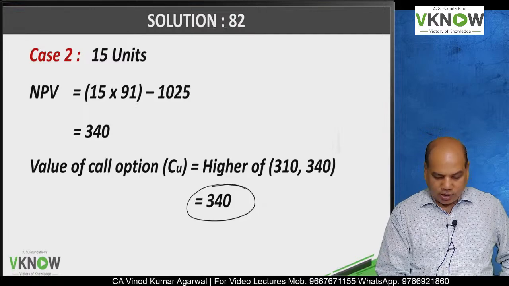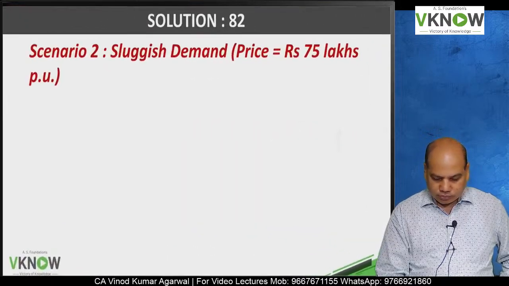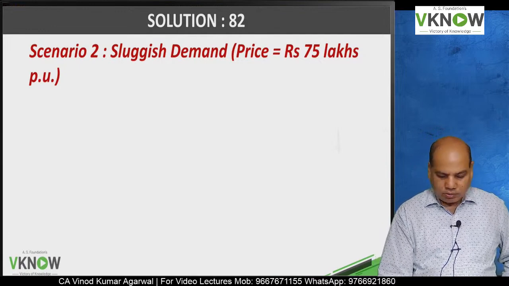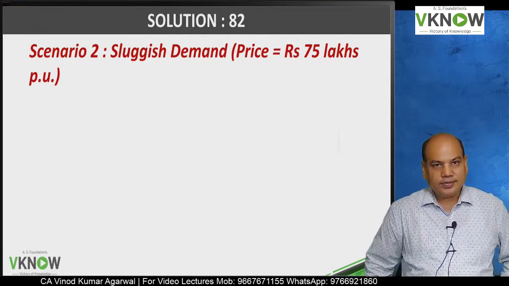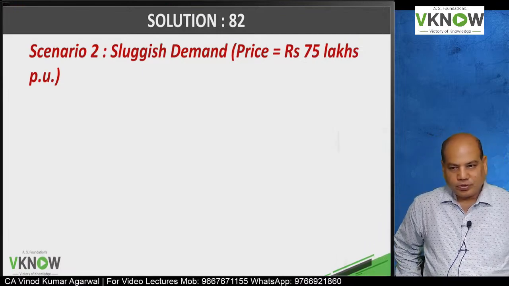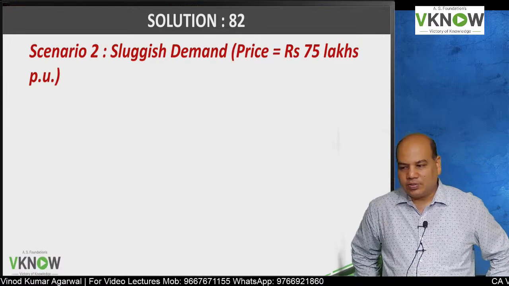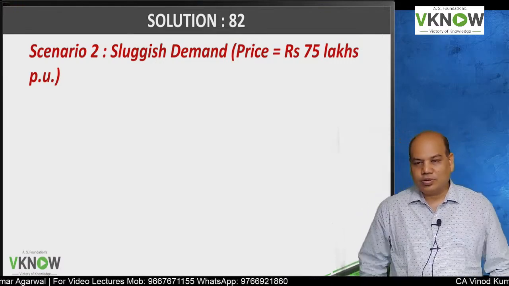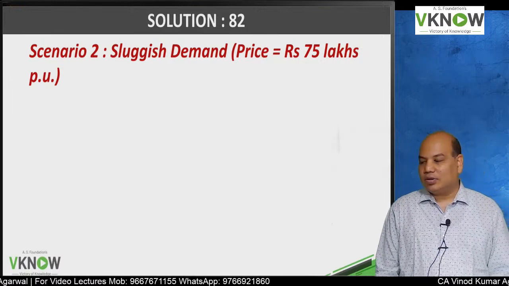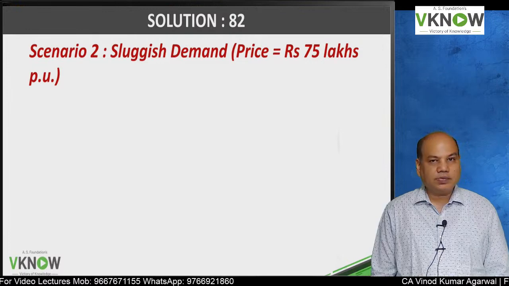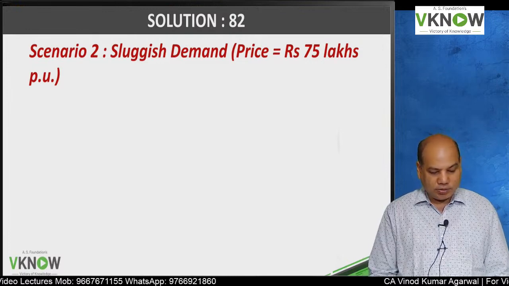One more thing I will try. Scenario 2, write down sluggish market. You wait for a year and you find that the market is sluggish. If the market is sluggish, you can sell per flat at rupees 75 lakhs per unit.